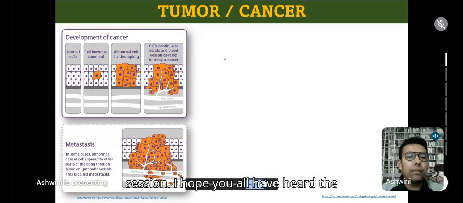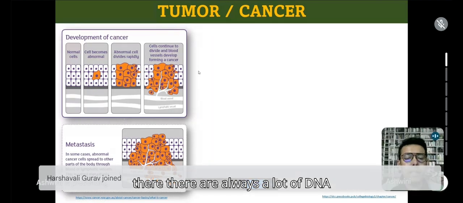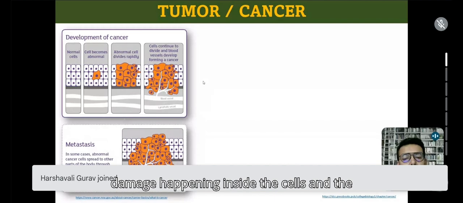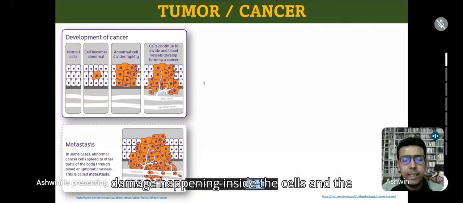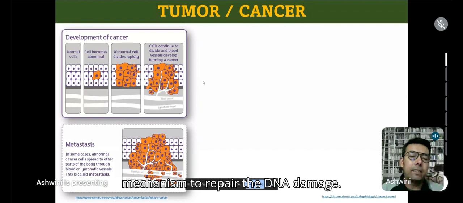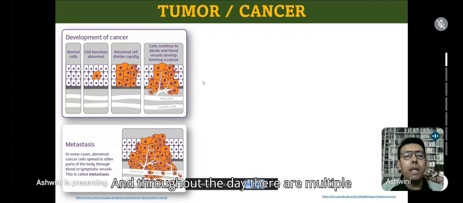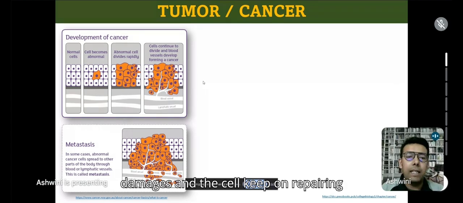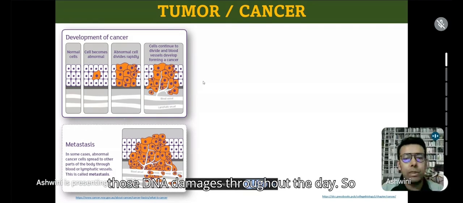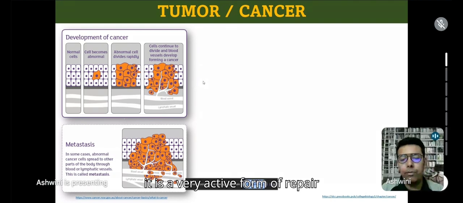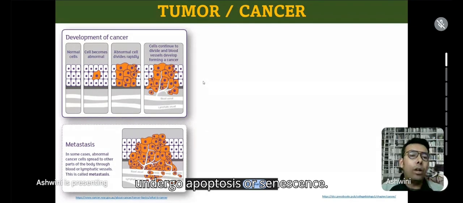I hope you all have heard the word cancer and tumor. There is always a lot of DNA damage happening inside the cells, and the cell has a very beautiful mechanism to repair the DNA damage. Throughout the day, there are multiple reasons because of which there is DNA damage, and the cell keeps on repairing those damages. So it is a very active form of repair mechanism going on throughout. In case the cell is not able to repair the damage, the cell either undergoes apoptosis or senescence.